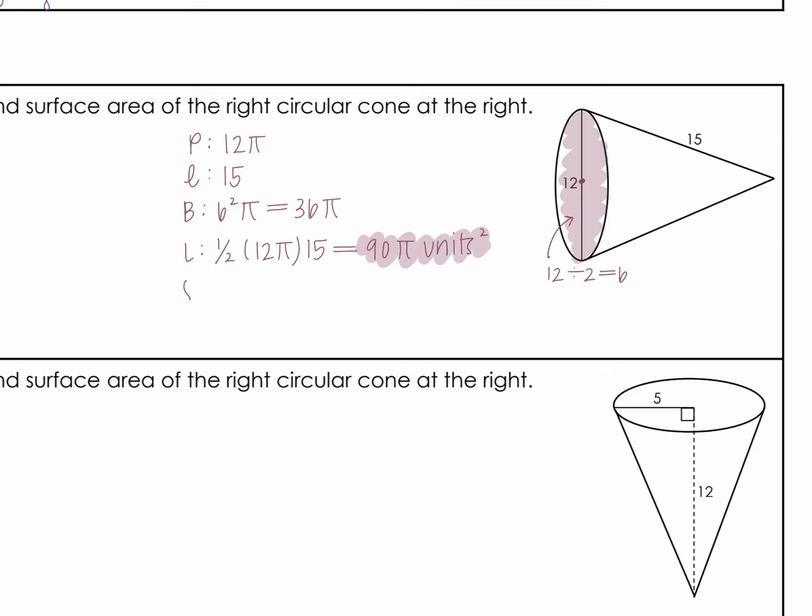Okay, then moving into our surface area. Remember, once again, we're going to just take what we got for lateral, so that 90 pi, and add the area of the base, the 36 pi. So when you add those two together, you're going to get 126 pi. We'll have our units squared.